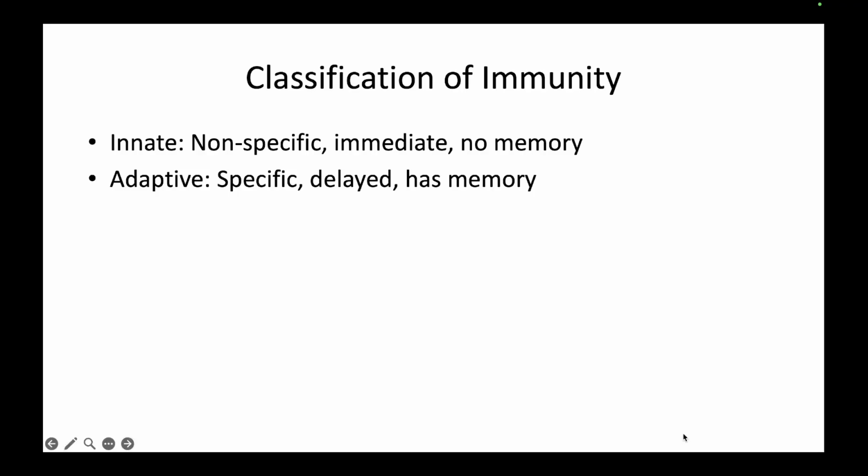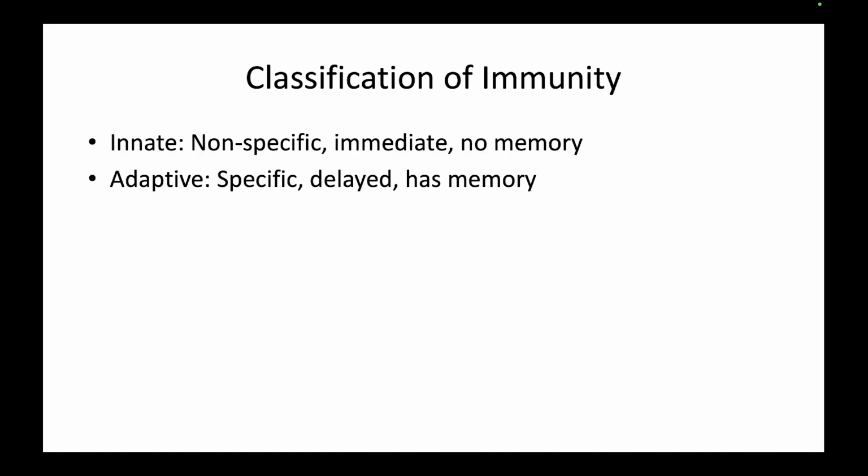And also it does not have any memory, okay. Like if the same pathogen attacks again, the first line of defense, the innate immunity, does not have any memory against it, okay. So these are the classifications, but this is the first line of defense which helps protect us immediately whenever any infection happens or occurs.